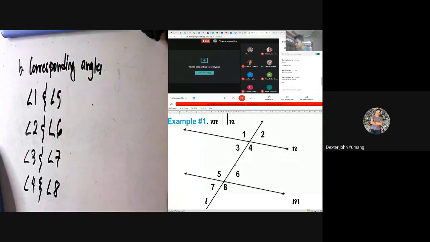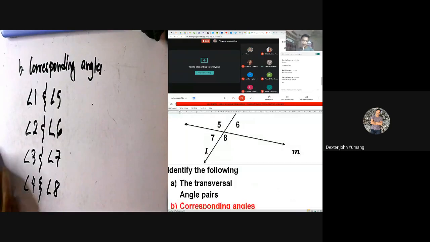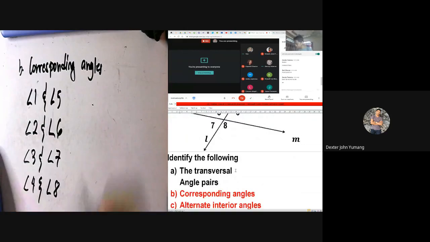Okay, that is an example of corresponding angles. Meaning, they correspond to each other. Kung nasa taas ang isa, nasa taas din yung partner niya. Kung nasa baba ang partner niya, nasa baba din dapat yung isa. Okay? So, please copy the answer for letter B. And letter C is the next one. Alternate interior. Letter C.